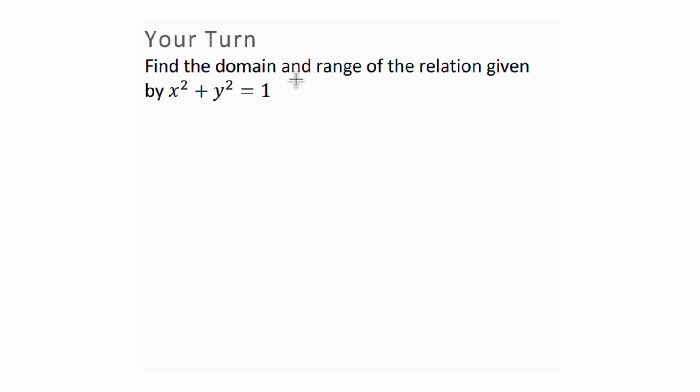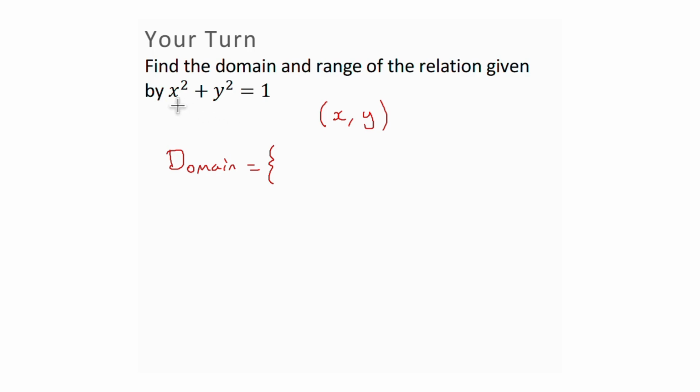Find the domain and range of the relation given by x squared plus y squared equals 1. So here we have pairs of values x and y. What are all the possible x values that we could have? So that's our domain. Domain is all possible x values or first values that could exist in this relation.